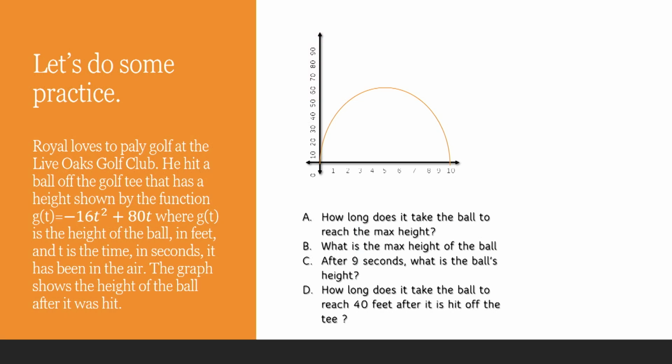All right, so let's look at our next problem. It says, let's do some practice. Royal loves to play golf at Live Oaks Golf Club. He hit a ball off the golf tee that has a height shown by the function g of t equals negative 16t squared plus 80t, where g of t is the height of the ball in feet and t is the time in seconds it has been in the air. The graph shows the height of the ball after it was hit.